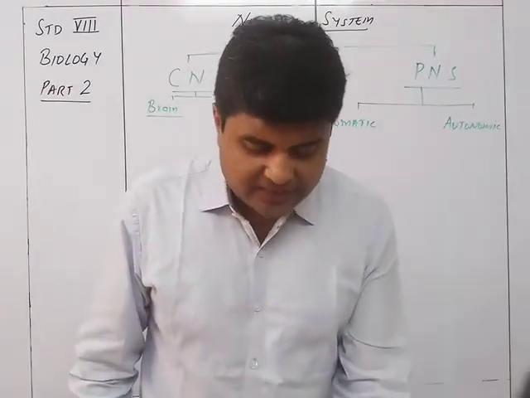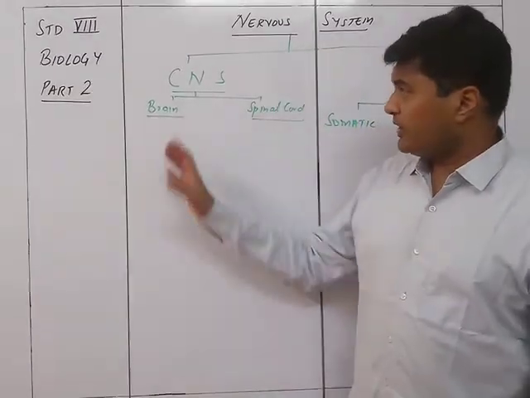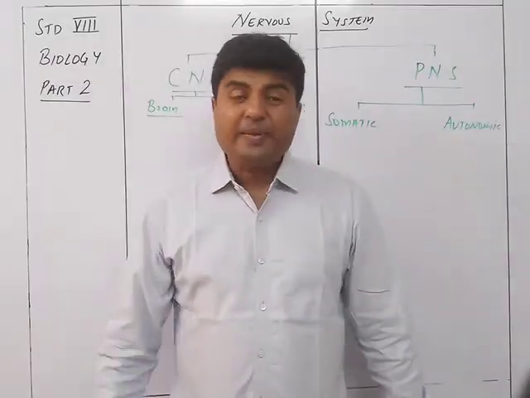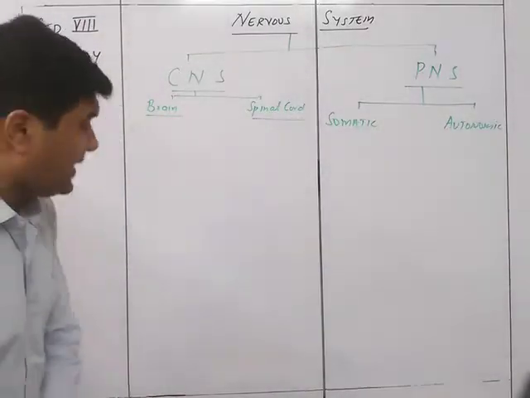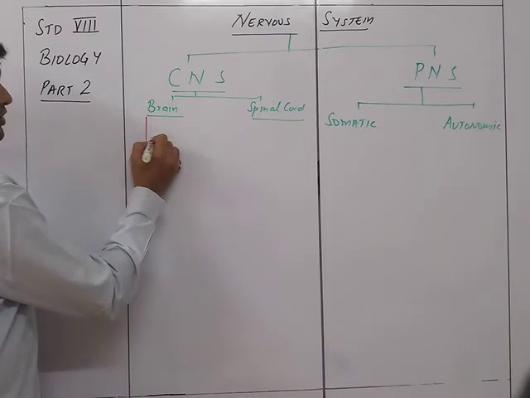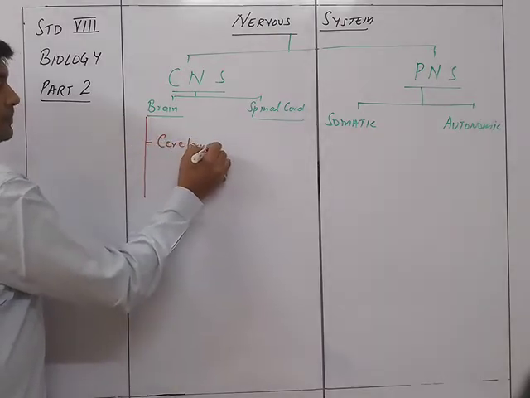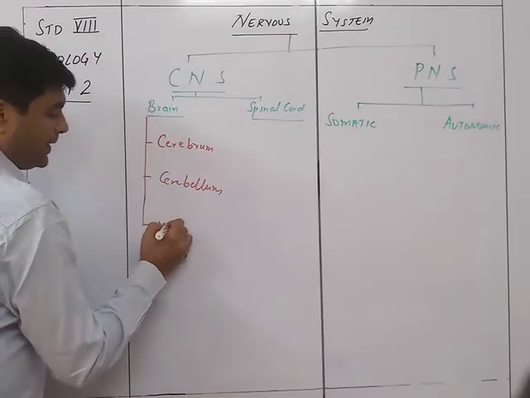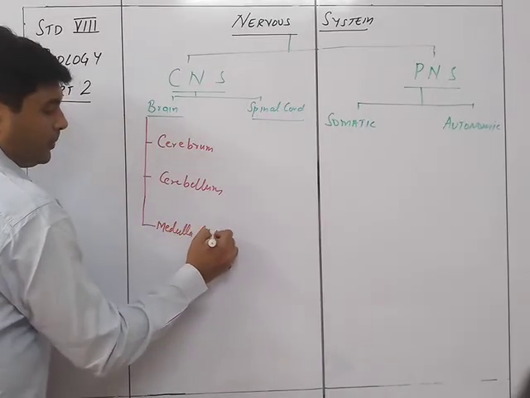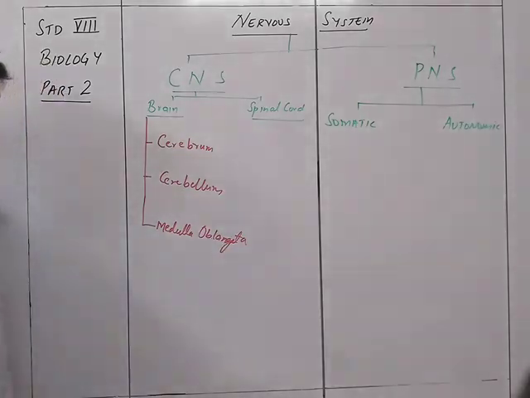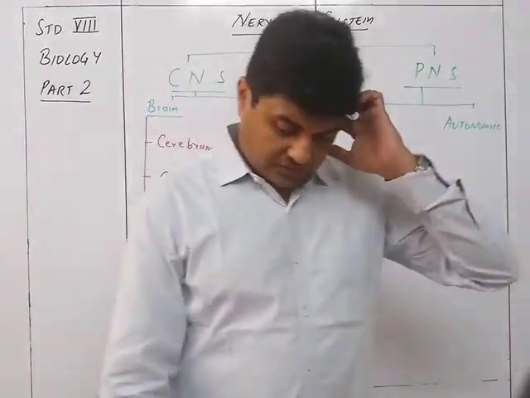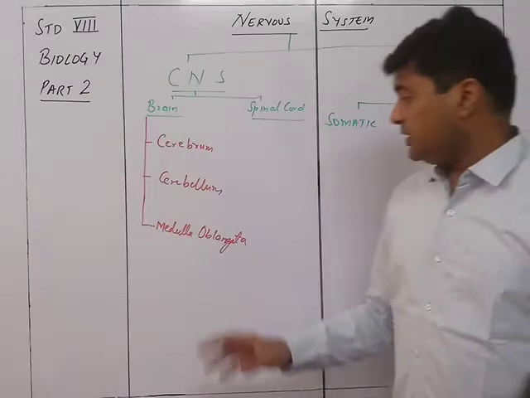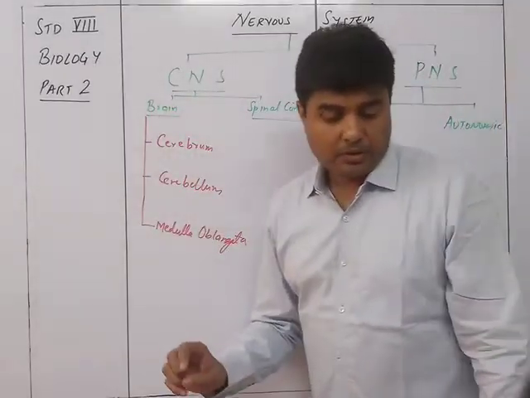Let's see details about the central nervous system and the peripheral nervous system. So let's see what is there in the central nervous system. First thing is the brain. The brain has three main parts. First is the cerebrum. Next is the cerebellum. And the third is the medulla oblongata. So these are the three parts of the brain. Let's see one by one.